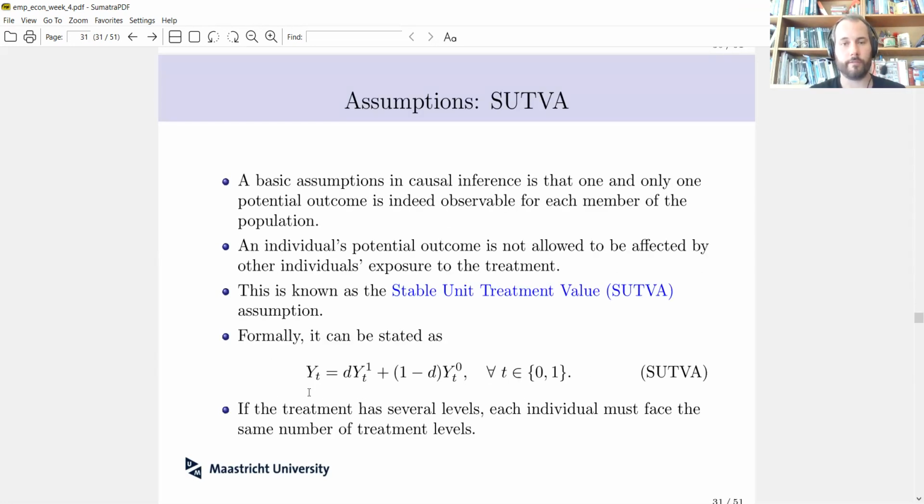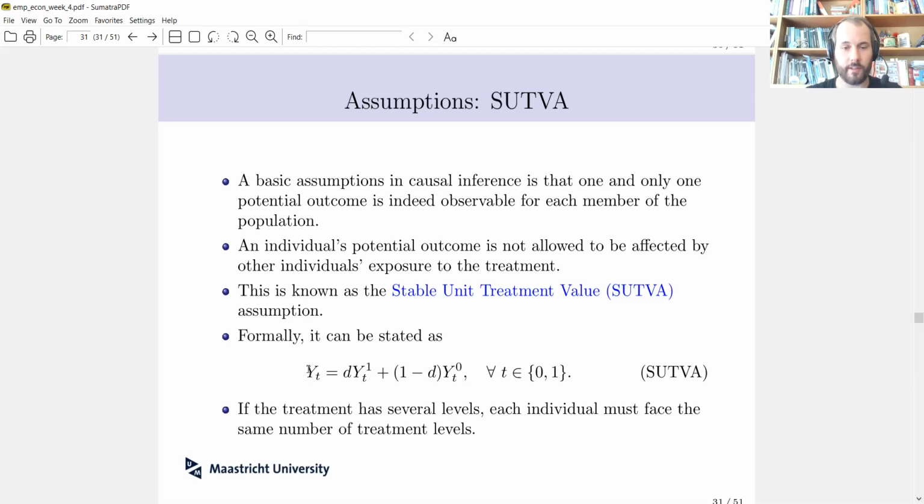Okay, here we have a fundamental assumption. It is so fundamental that people typically forget about it. What we want is that we can see one and only one potential outcome for each member of the population. And very, very important is that my potential outcome is not allowed to affect your potential outcomes. This is known as the stable unit treatment value assumption, the SUTVA. And we have seen this before, on the earlier slides.